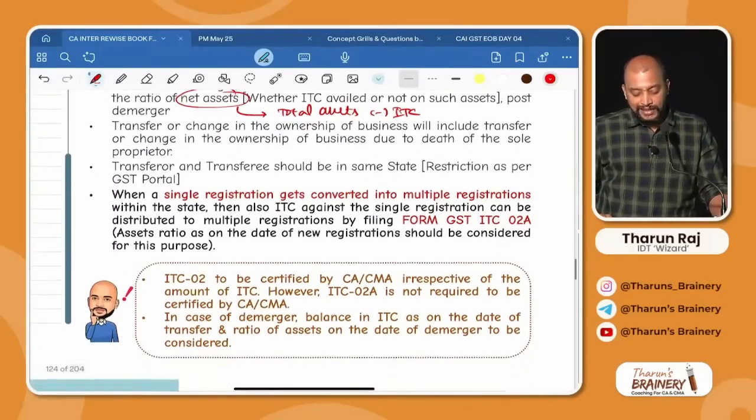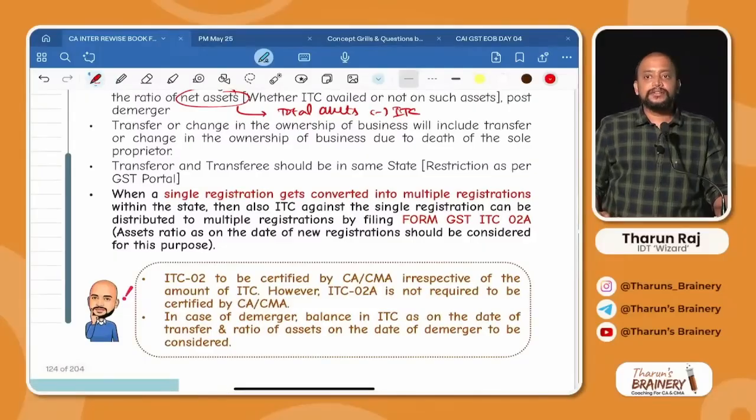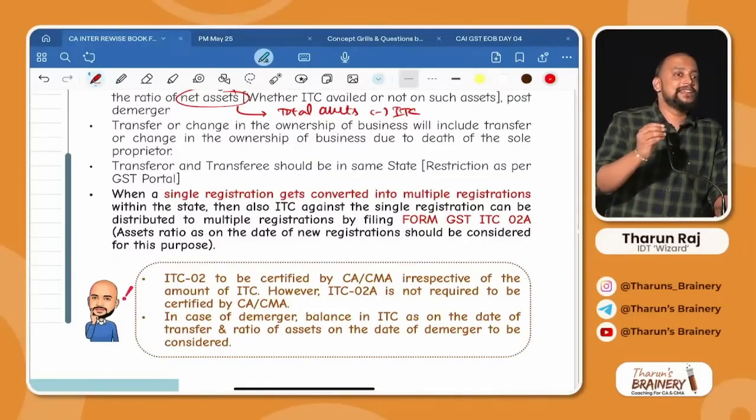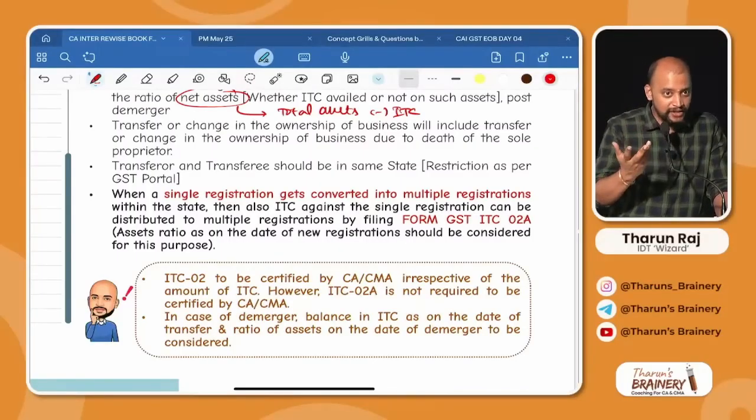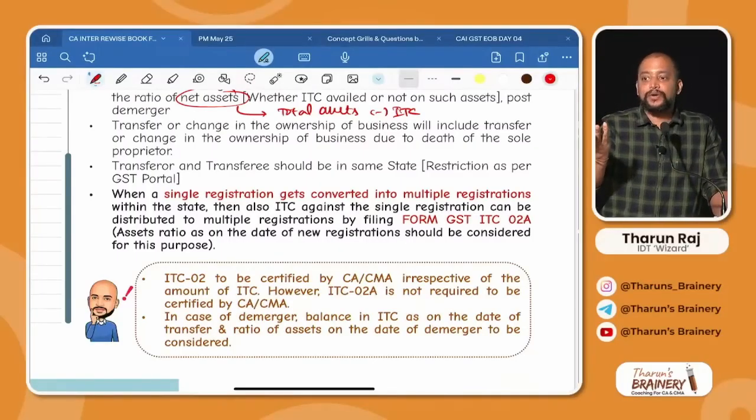Transferor, change in... Do you have anything in your mouth? Chocolate, biscuit, etc.? No, no, you can read, no? Read here, at least then it will go in your mind.